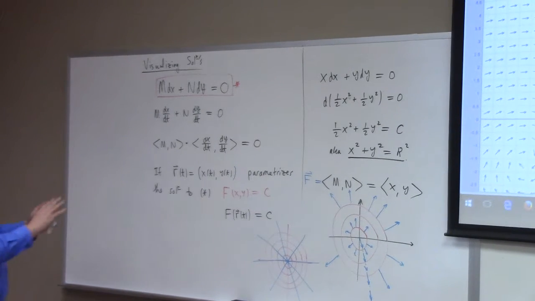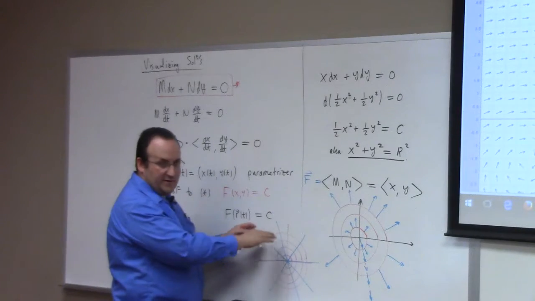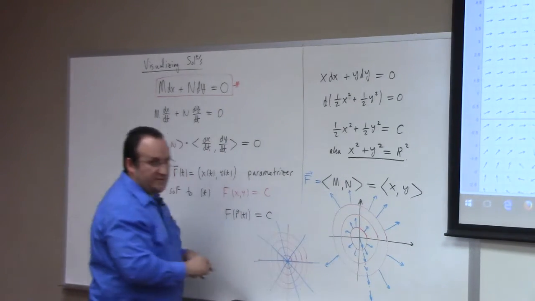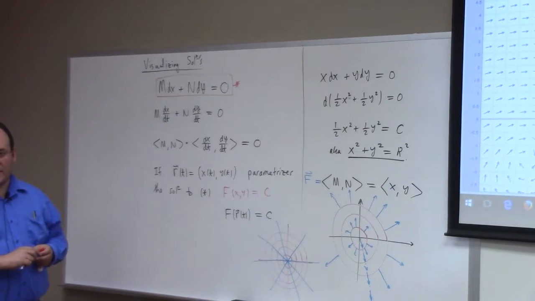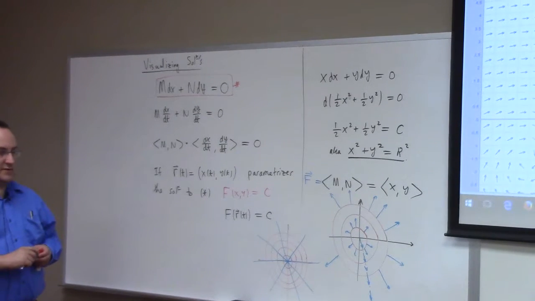This is a set of trajectories, right? The red circles, these trajectories, are the solutions to the differential equations. The blue lines to the origin are streamlines to the vector field. What's the relation between the blue and the red lines? These kinds of families of curves are called orthogonal trajectories.